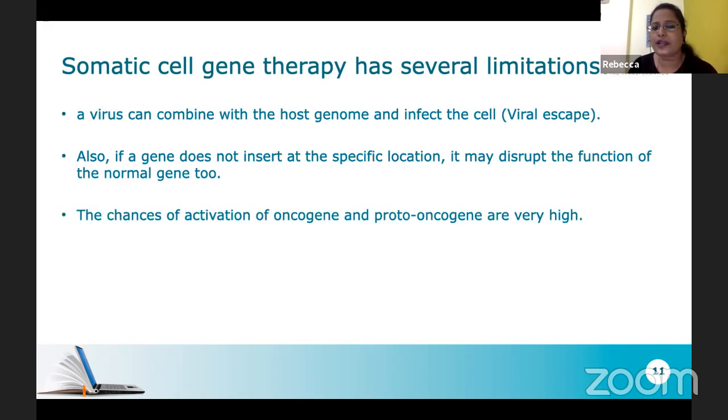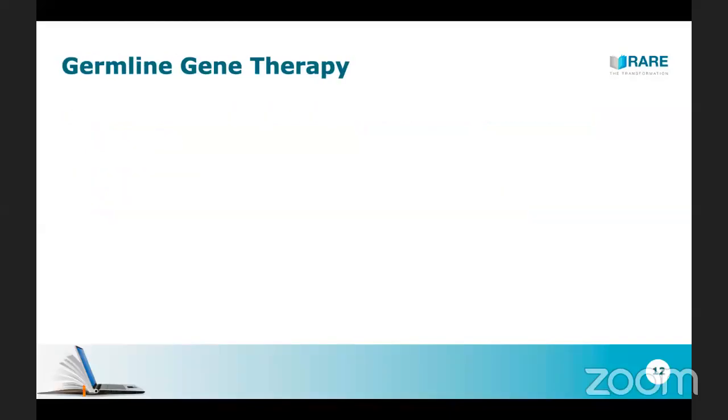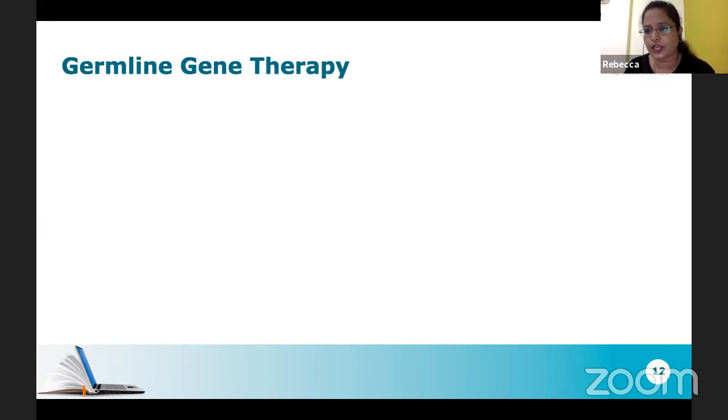So the chances of activation of oncogenes. Now we are going to see germline gene therapy. As we understand from the word germline, it has to do with the sperm and the ovum. Gene therapy which can be carried out with the sperm and the ovum is called germline gene therapy.